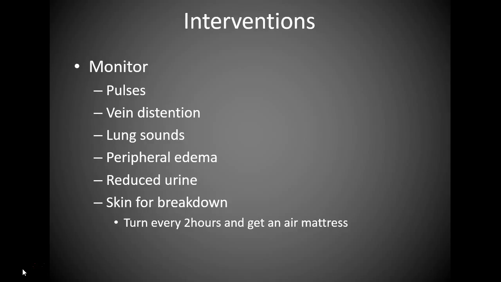So for interventions, you're going to monitor their pulses, vein distension, lung sounds, peripheral edema, and reduced urine, and you're also going to monitor skin for breakdown. You're going to turn your patient every 2 hours and get an air mattress if you need to. Patients having fluid overload and third spacing or swelling are more prone to breakdown. It's going to break down on their coccyx, hips, knees, heels, ankles, and elbows, the very bony places, because of that swelling.